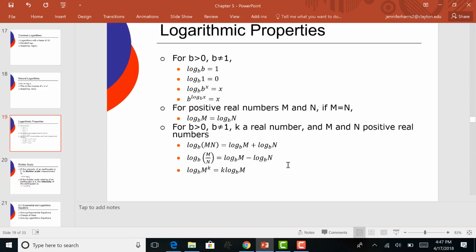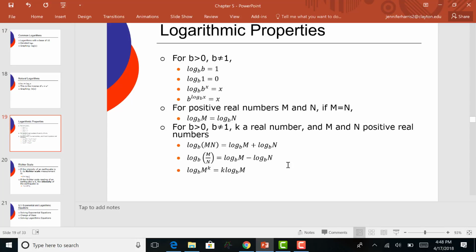Thus, division turns into what? So you've got log of 5 divided by 3. I'm making up some different numbers, guys. Doesn't matter what numbers you use. 5 divided by 3 is going to be log base B of 5 minus log base B of 3. So division turns to subtraction.